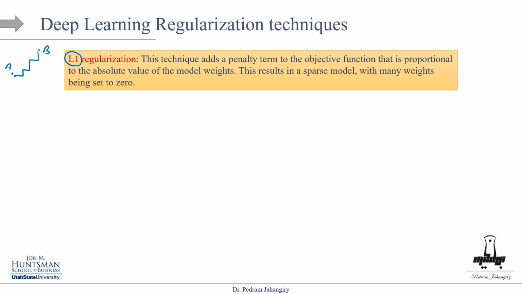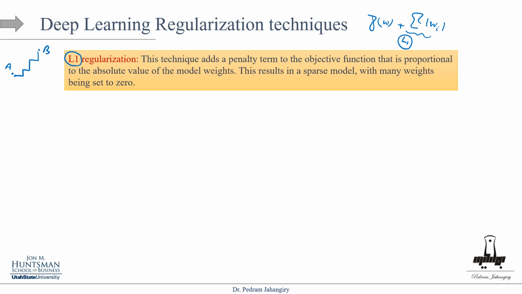Basically, if we add a penalty term, which is using the L1 norm, to the objective function, we know that this is proportional to the absolute value of the model weights, right? So imagine I have a loss function. It's a function of weights, and I'm going to add the summation of the absolute value of the weights, let's say w_i. I call this one the L1 norm. If you add this penalty to the loss function, it is called L1 regularization.